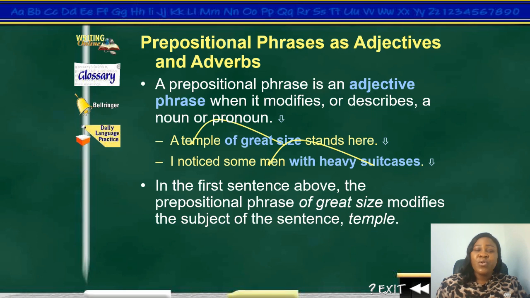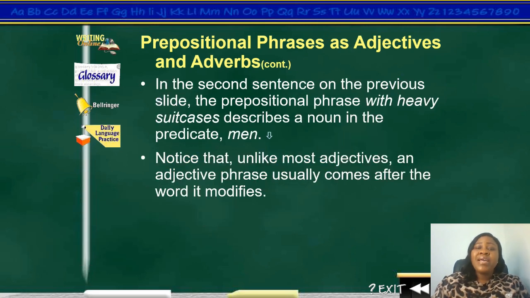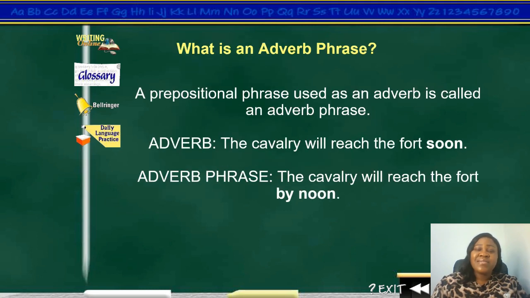For example, a temple of great size stands here. I noticed some men with heavy suitcases. In the first sentence above, the prepositional phrase of great size modifies the subject of the sentence temple, while in the second sentence, the prepositional phrase with heavy suitcases describes a noun in the predicate men. Notice that, unlike most adjectives, an adjective phrase usually comes after the word it modifies.